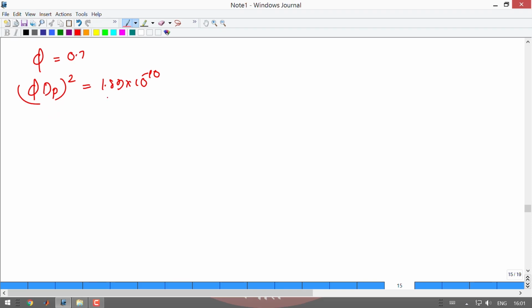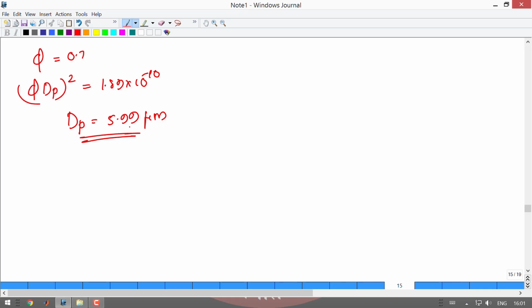After substituting the sphericity we will get the size of the particle. So, phi dP will be equal to, first you can take the root of this, and after substituting the sphericity you will get dP equal to 5.99 micrometer. So, this is the first part of the question, and initially we have assumed that Reynolds number is less than 1.